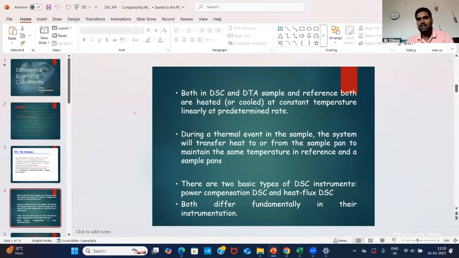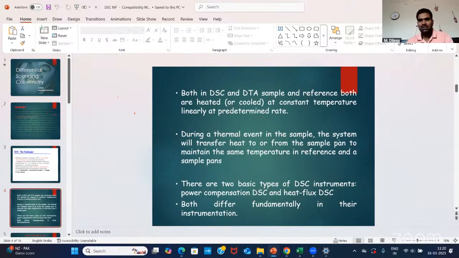Both DSC and DTA are different techniques: this is differential scanning calorimetry, and this is differential thermal analysis. In DSC and DTA, the sample and reference are both heated or cooled linearly at a predetermined rate. So in these two techniques, the sample as well as the reference will both be heated or cooled at a predetermined rate.